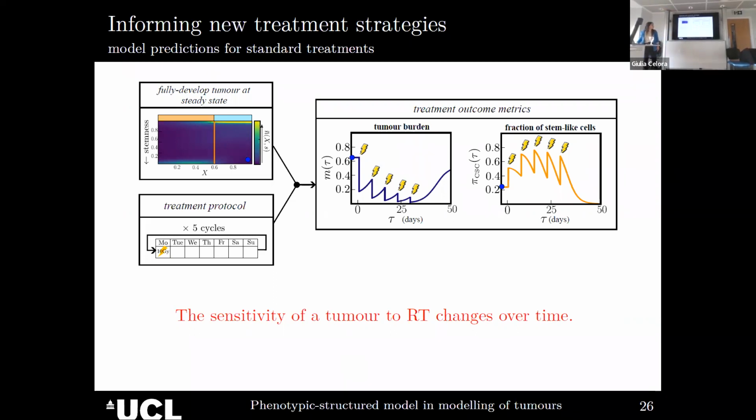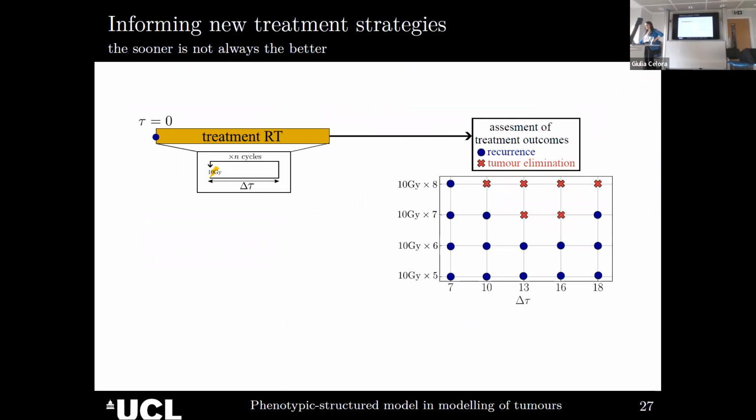And so now we can think a little bit about how we can make our treatment more effective. Well, we've seen that in between doses, the fraction of stem-like cells decreases. So after the first dose and before the second dose, the resistance of the tumor actually decreases, meaning its sensitivity increases. So what if we wait a little bit longer before giving our radiation?